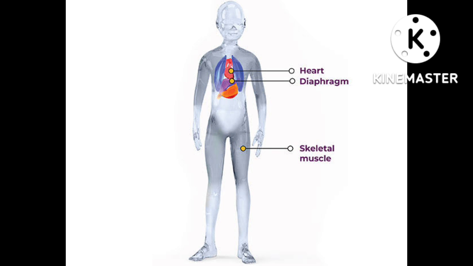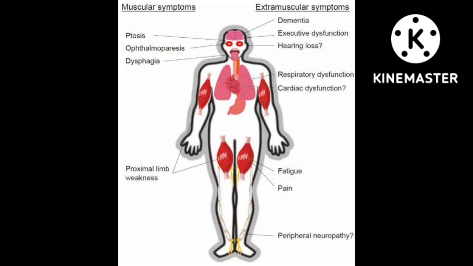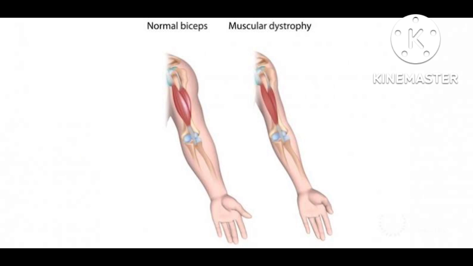The second one is Becker muscular dystrophy. Signs and symptoms are similar to the first one but tend to be milder and progress more slowly. Symptoms generally begin in the teens but might not occur until the mid-20s or later.